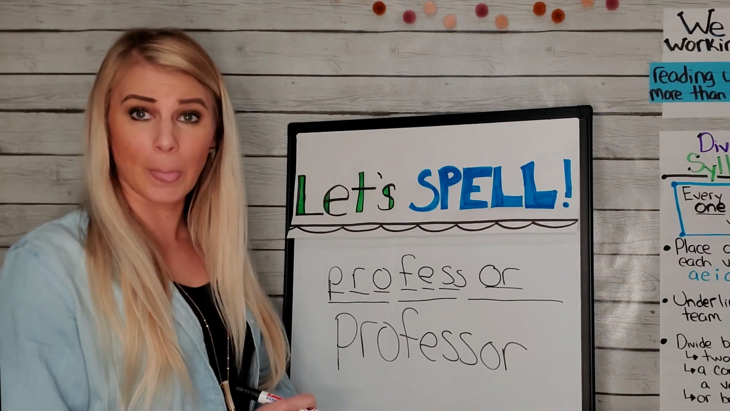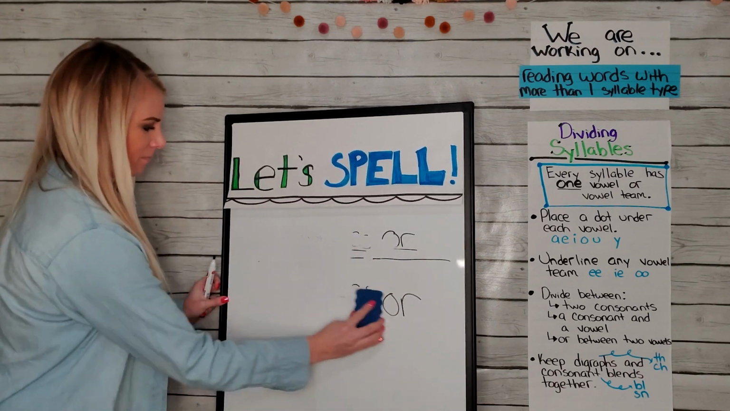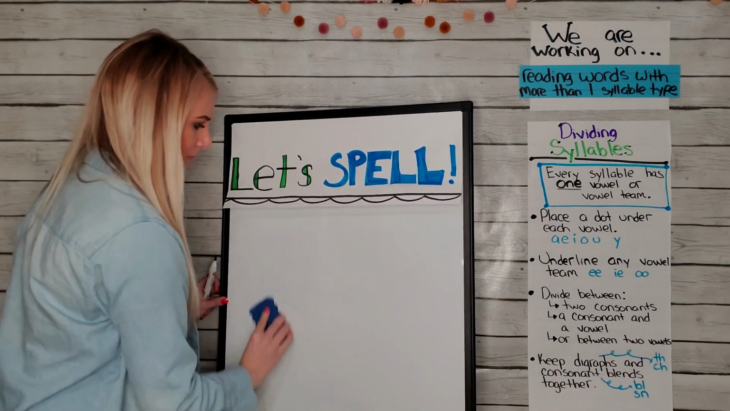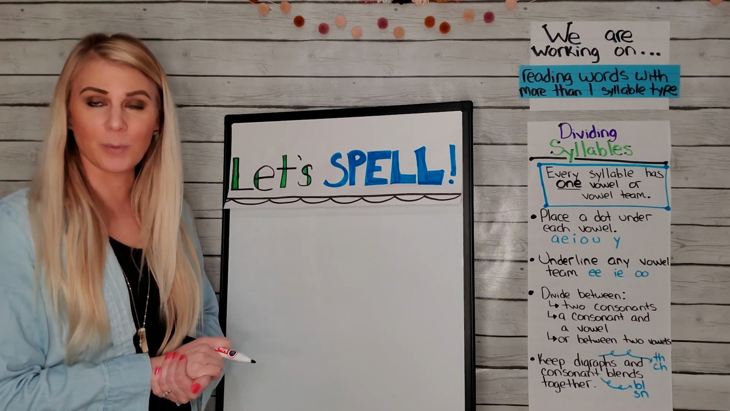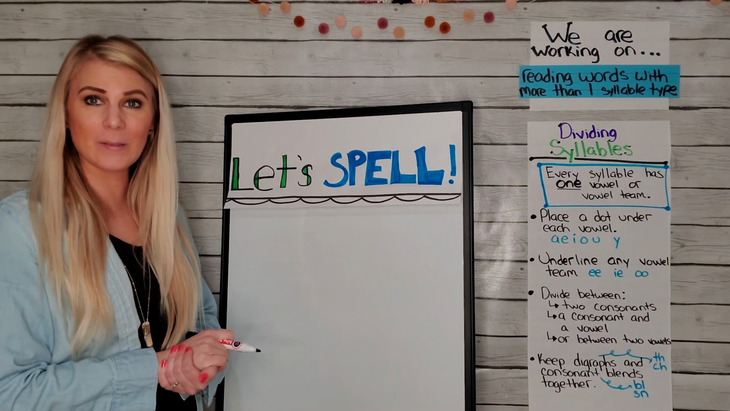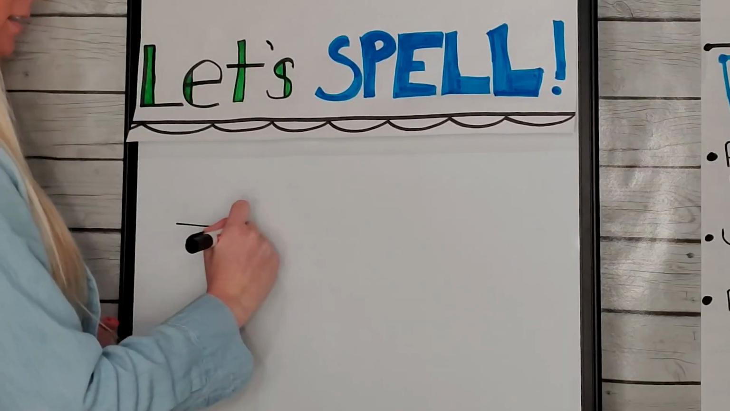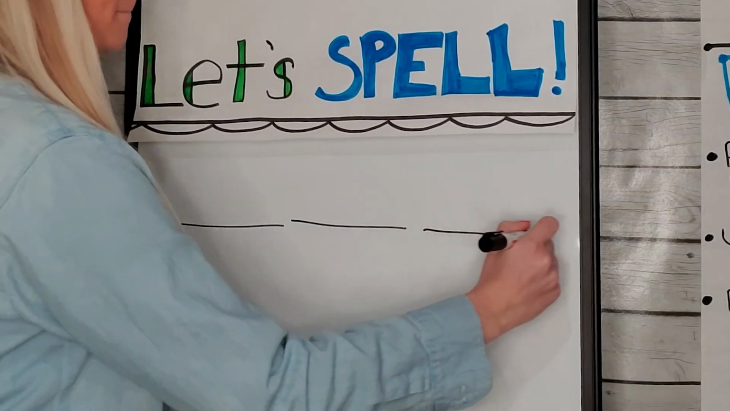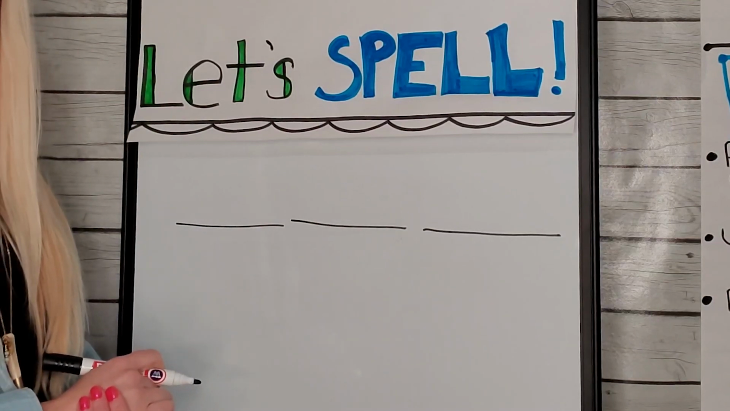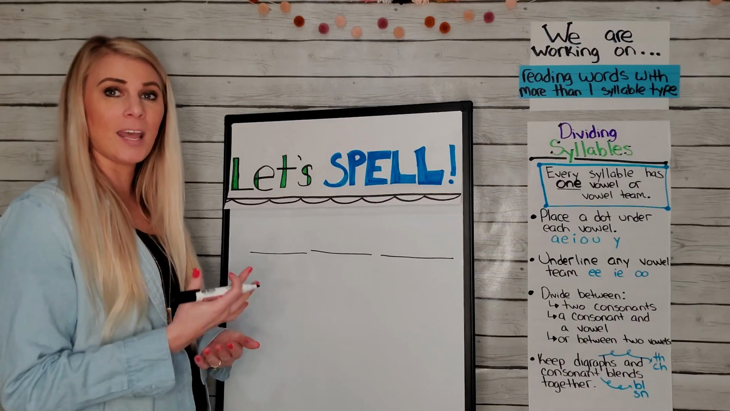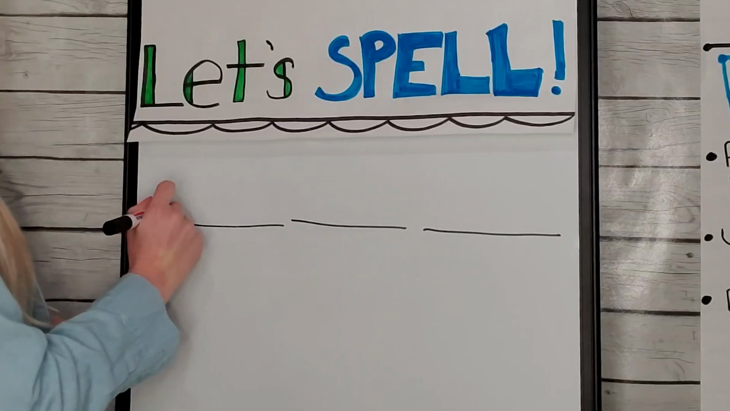Great job, readers. Are you ready to try another one? Our next word is instrument. Can you say that word with me? Instrument. I'm going to write down 3 lines because, again, I hear 3 word parts in this word. Now I'm going to think about the sounds I hear in each of those word parts.